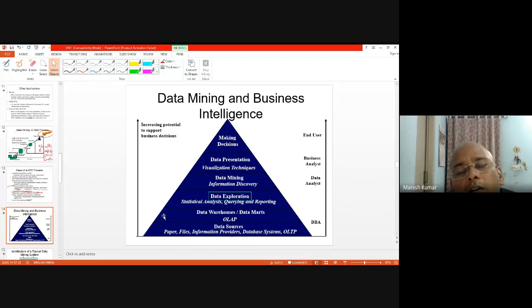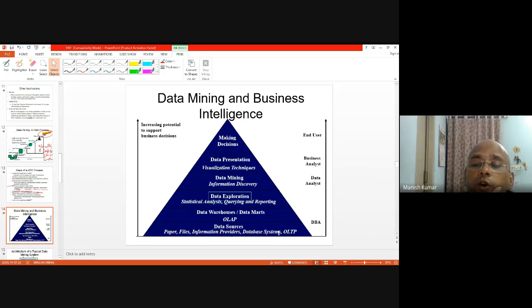Now, where do business intelligence and data mining actually work together? You can see that there are levels of components involved. Decision making is at the top level, where end users are involved. The next level is data presentation, then data mining, data exploration, then warehouses, marts, OLAP. OLAP stands for online analytical processing. I'll talk a little bit about this also. And then there are data sources, which can be paper files, database systems, or online transactional processing. The task of these warehouse databases, integrating all these heterogeneous data sources, is the work of DBAs, database administrators.